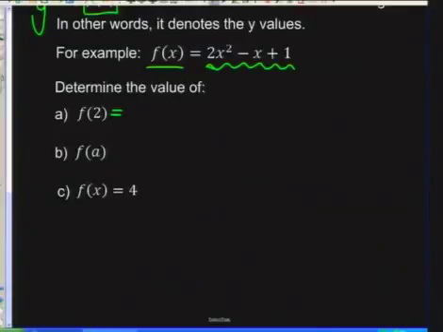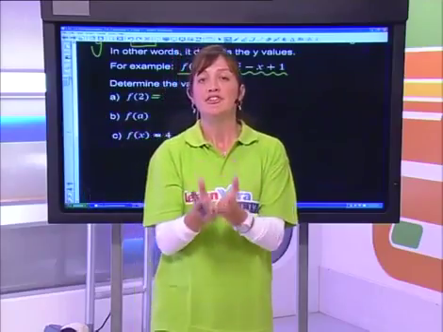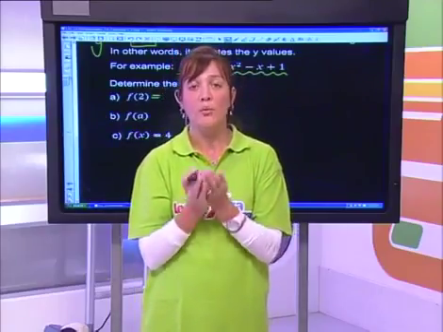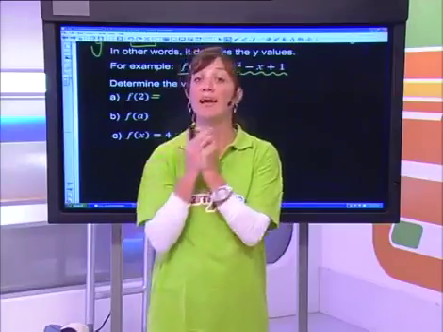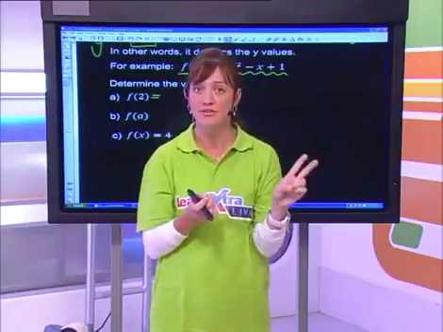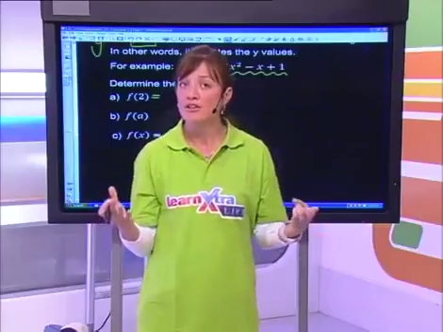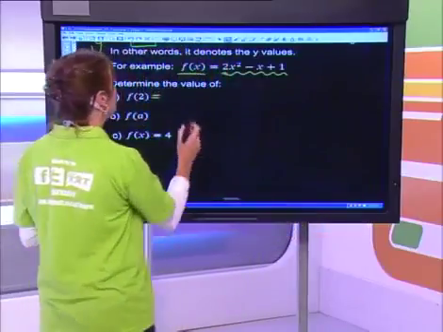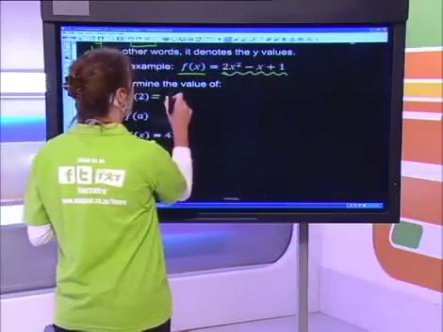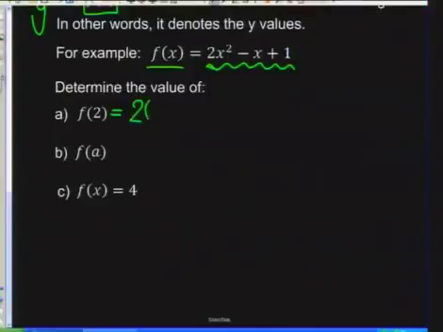Let's think about this for a second. F of 2 means I want to know what is the y value when my x value is 2. In order to do that, I'm going to have to take my equation, and everywhere we've got an x, substitute it with what we've got inside this bracket, which is 2. Once we've done that, we'll just work it out.